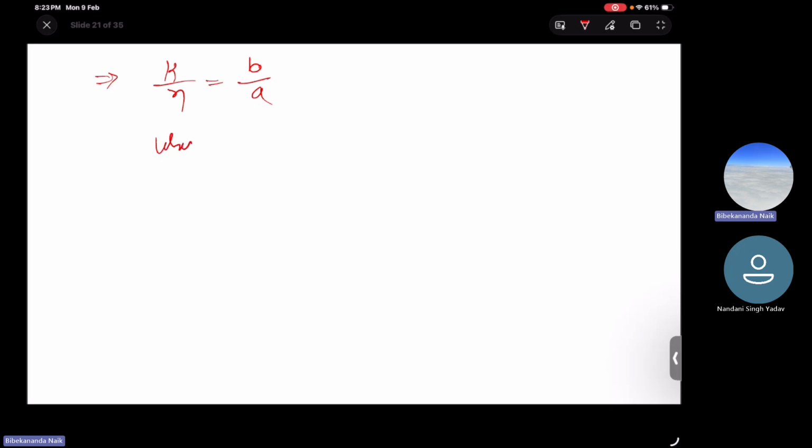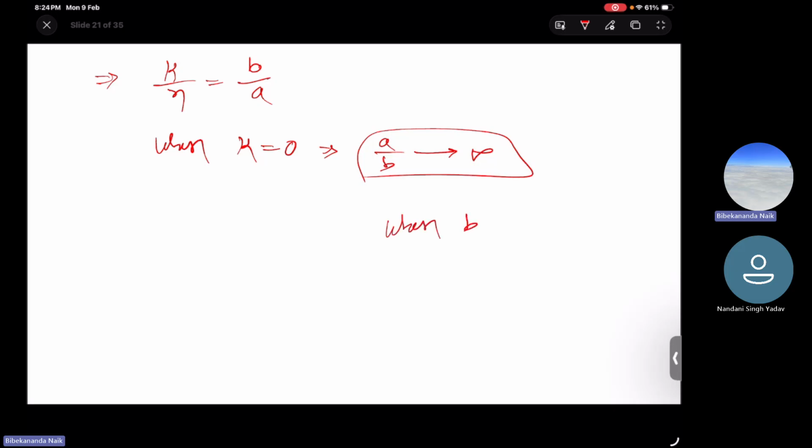So when k becomes 0, then a by b becomes infinite, which is not possible. So k can't be 0, because if k becomes 0, then the length of the minor axis of the orbit will become 0. So in that case, the path of the electron will be a straight line. So when b becomes 0, the orbit in which the electron is revolving is a straight line, which is not possible.